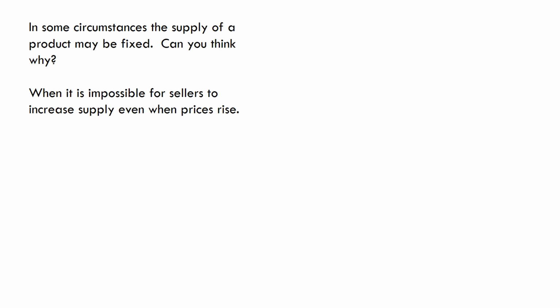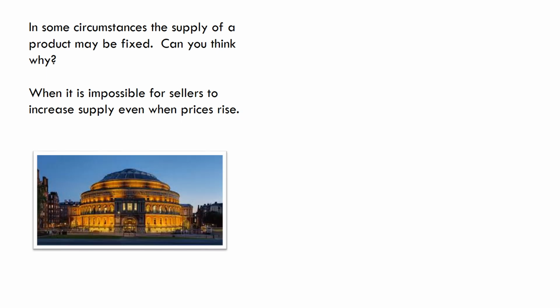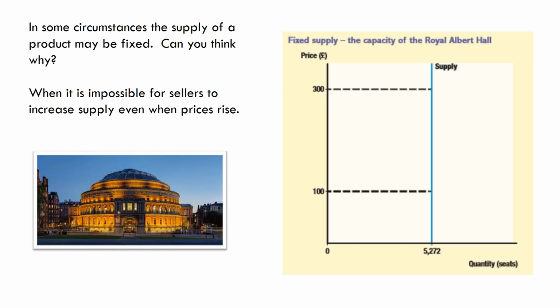So in some circumstances, the supply of a product may be fixed. Perhaps you might want to pause the video and think why this might be. This might be because they've got a fixed capacity, e.g. a concert hall. In that situation, the capacity, let's say, was 5,272 seats. It wouldn't be able to change. The capacity is fixed regardless of the price. If the price of tickets was to rise from 100 to 300, they wouldn't be able to sell any more seats. So our supply curve would look very vertical.